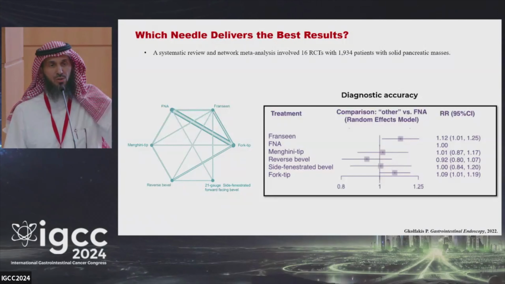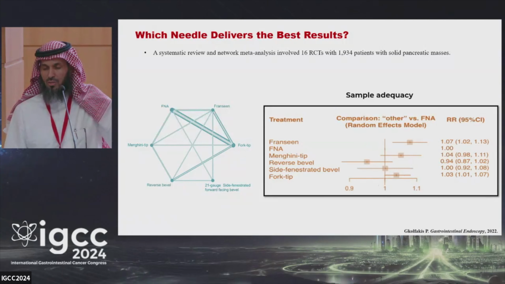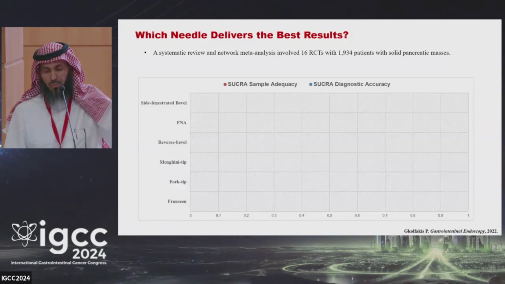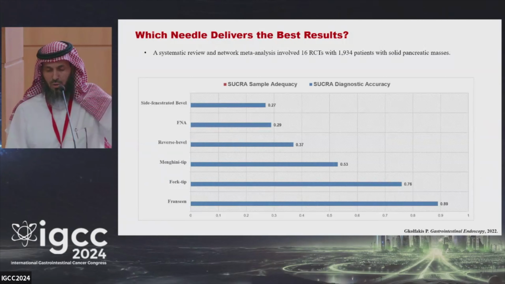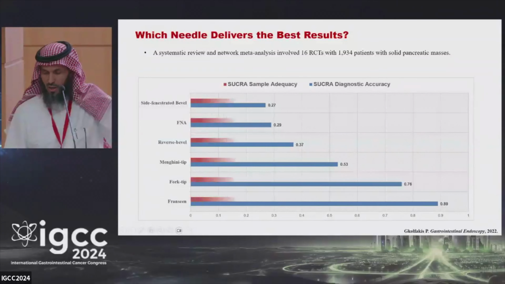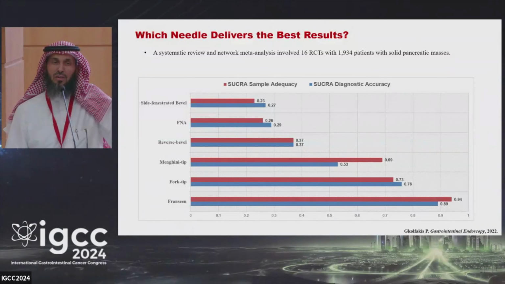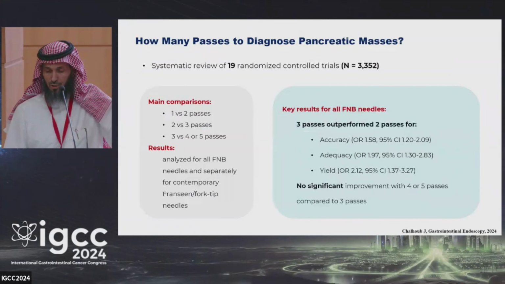So you can choose what you have, but these are the two needles that can give you high yield, and the diagnostic accuracy in terms of sample adequacy is almost the same. If you compare the scoring for both sample adequacy and diagnostic accuracy, the Franseen needle scores high among all types of FNB needles. But in reality, just try what you have, and then probably at the end you will get enough tissue.